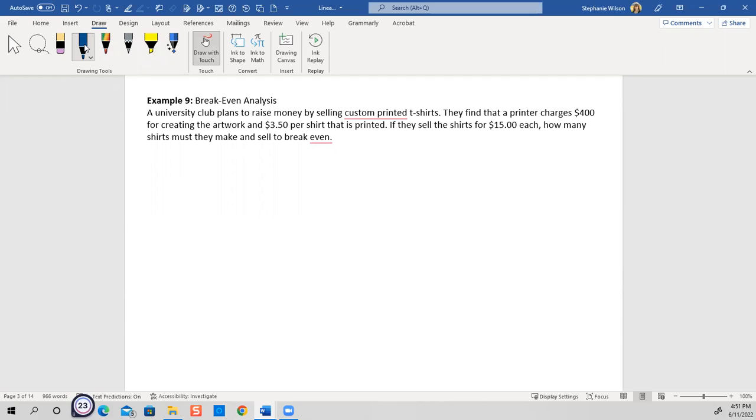We have this scenario where a university plans to raise money by selling custom printed shirts. The printer charge was $400 and it's $3.50 per shirt. They want to sell the shirts for $15 each. The underlying question is, how many shirts must they make in order to sell to break even?